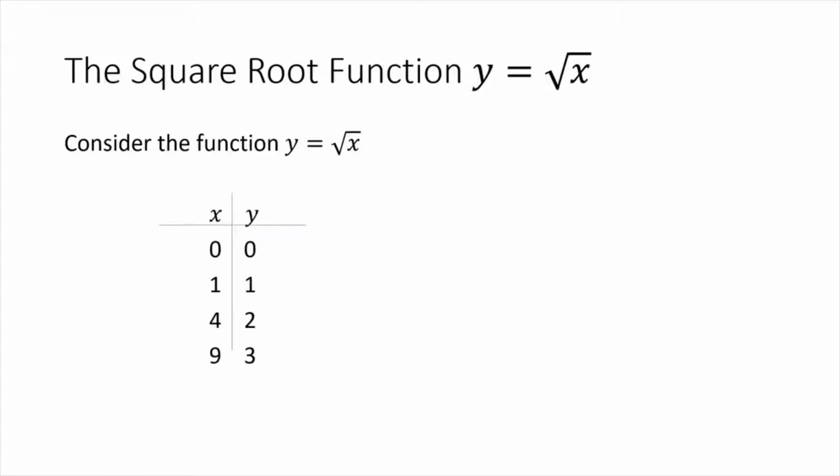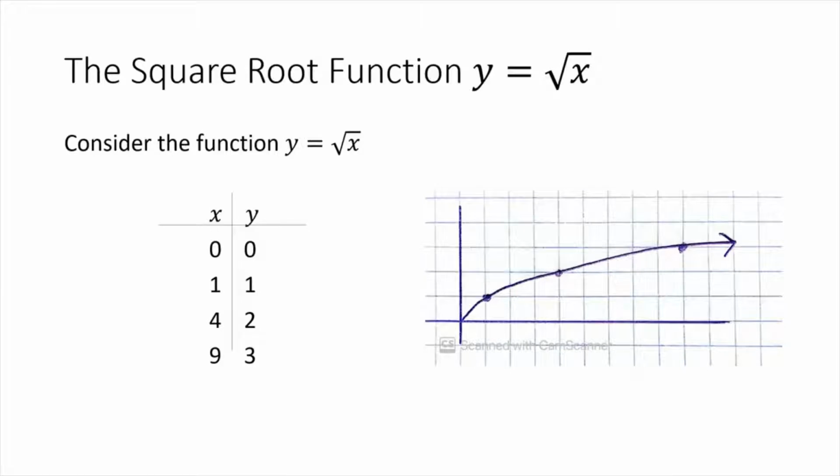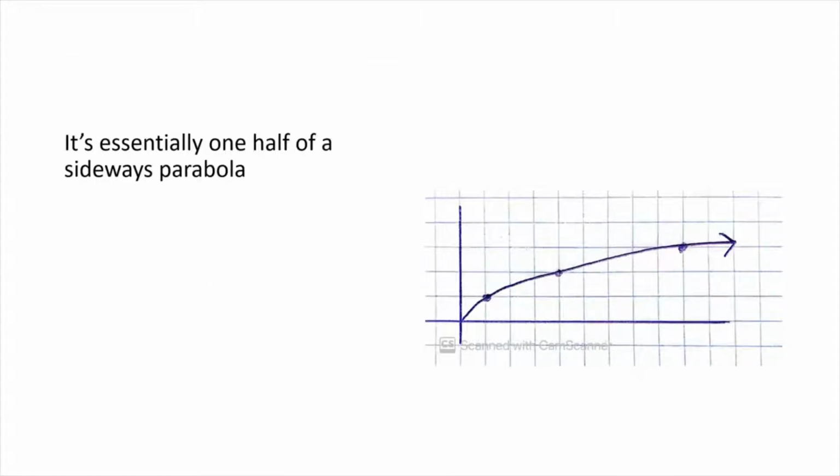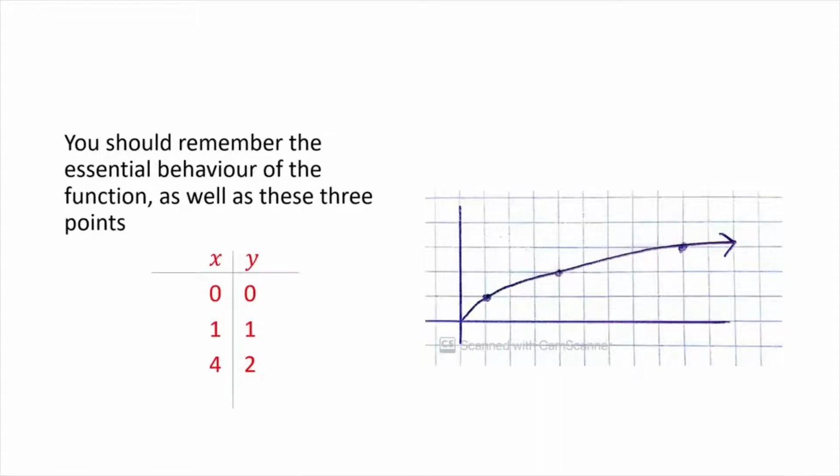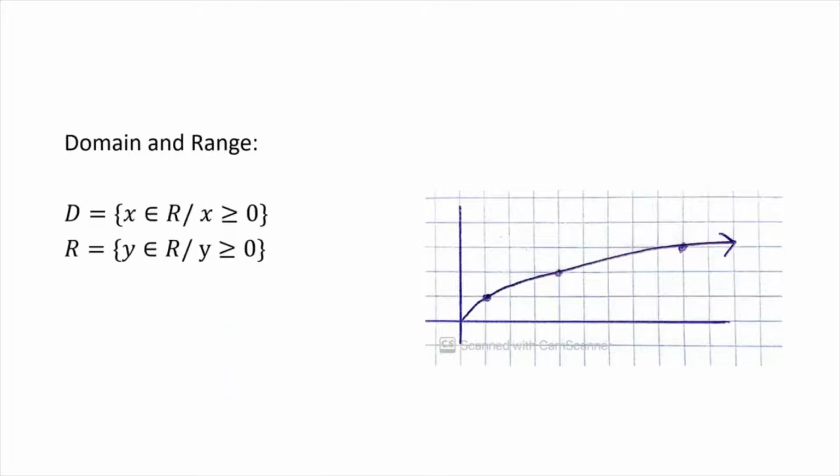So let's consider the square root function y equals root x. In grade 11, you learned that there are certain key points on that curve, and the curve looks like this. It's essentially 1/2 of a sideways parabola. You should remember the essential behavior of the function as well as these 3 points that I have listed in red: (0, 0), (1, 1), and (4, 2).